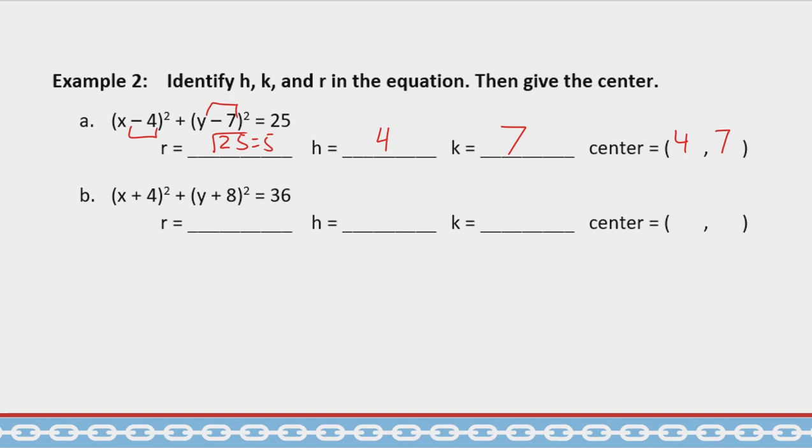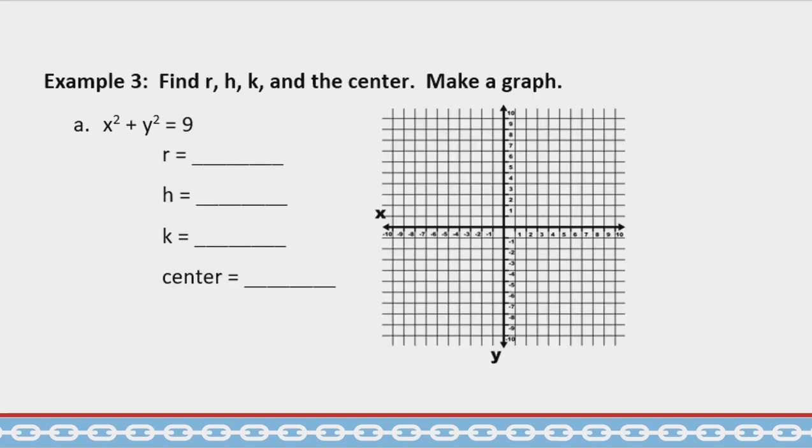So I have r squared is 36, so I have a radius of 6. My h value is -4. My k value is -8. So -4, -8.